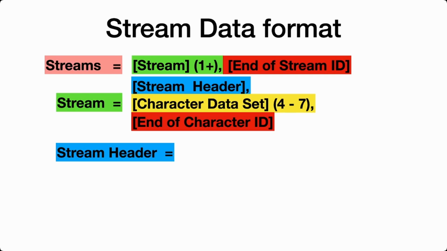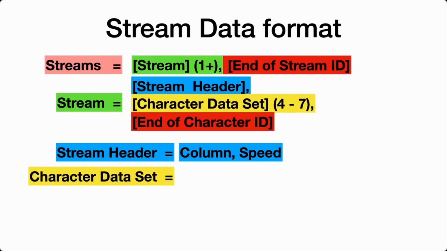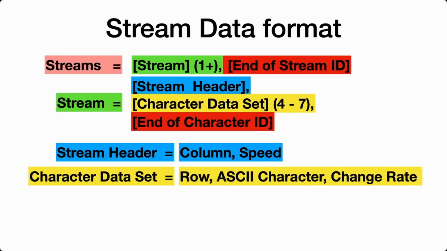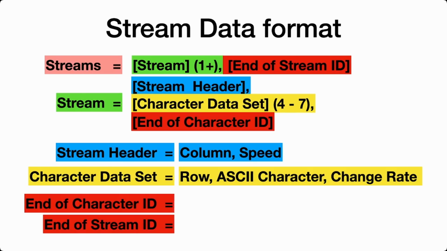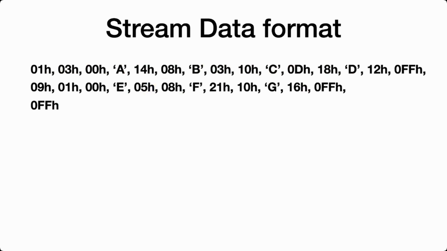A stream header, what's in there? Only two components: the column of the stream and the speed of the stream as it moves down the screen. How fast will it move down the screen? The character data set has 3 bits of data: the row that the character is in, the ASCII character that will be printed to the screen, and the change rate of that ASCII character. And lastly, the inner character ID and inner stream ID, just use FF there. So this is the data in streams.